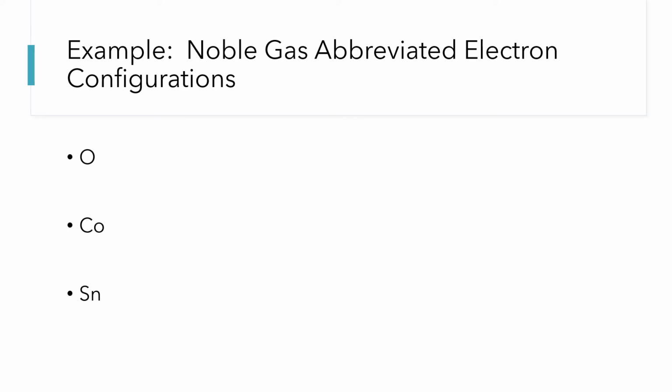On this slide, I'd like to work examples of writing this shortcut electron configuration for 3 different elements. Let's start by practicing finding the noble gas core. So let's write the noble gas core for each one of these 3 first.